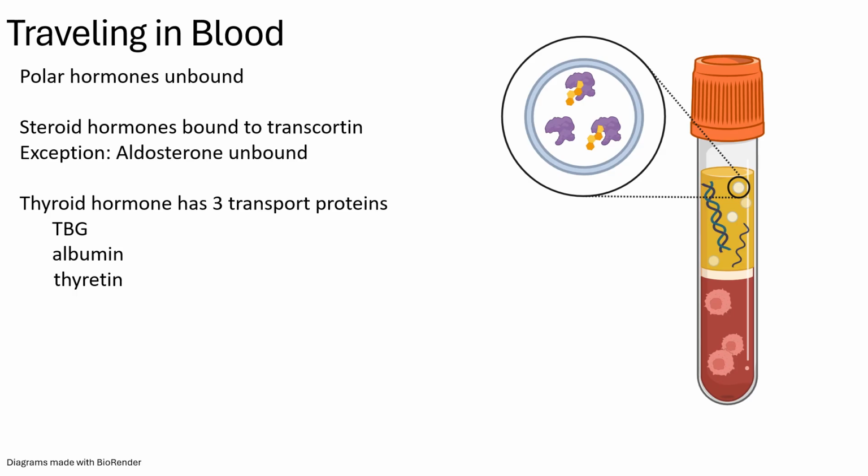And as you can see here, I've listed that the thyroid hormone has three important transport proteins. TBG, which is called, you ready? The thyroid binding globulin. Albumin, which we know is the protein that gives plasma its yellow color, and transthyretin, which actually is capable of transporting more than just the thyroid hormone.